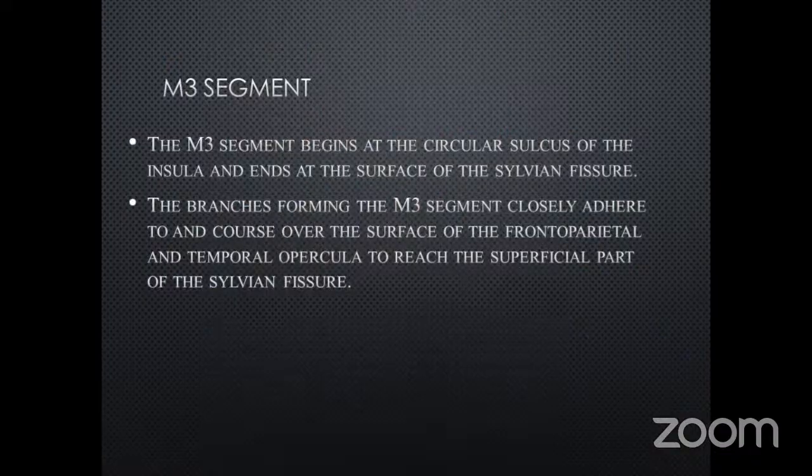So the M3 segment begins at the circular sulcus of the insula and ends at the surface of the Sylvian fissure. The branches forming the M3 segment closely adhere to and course over the surface of the frontoparietal and temporal opercula to reach the superficial part of the Sylvian fissure.